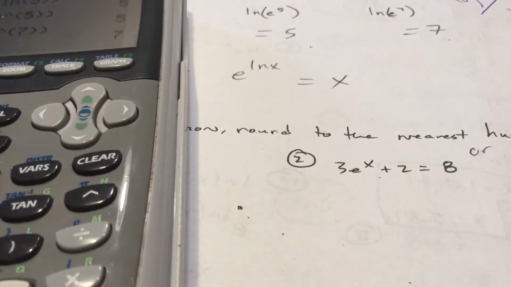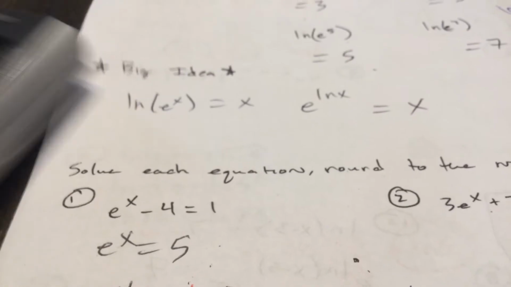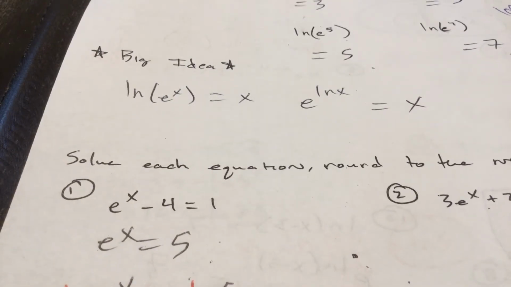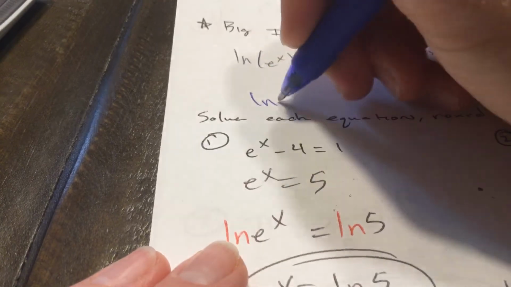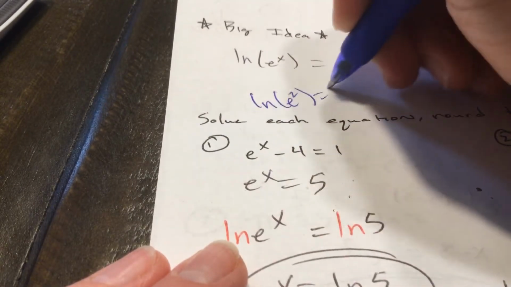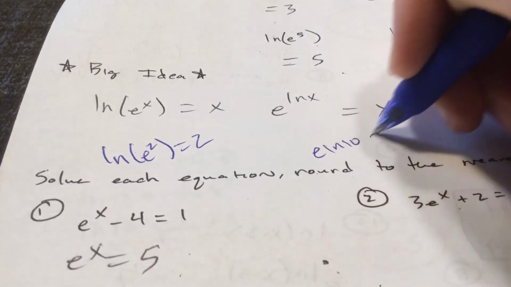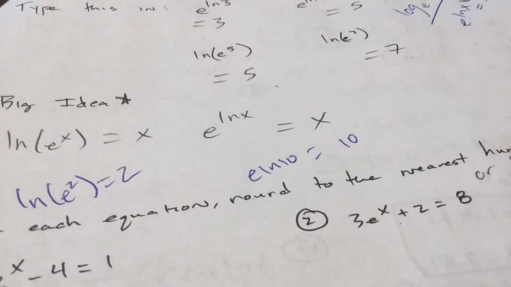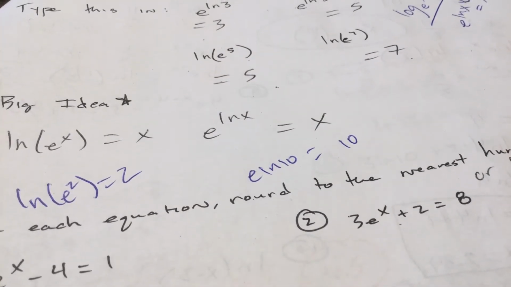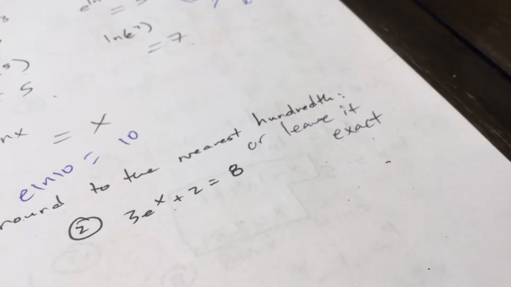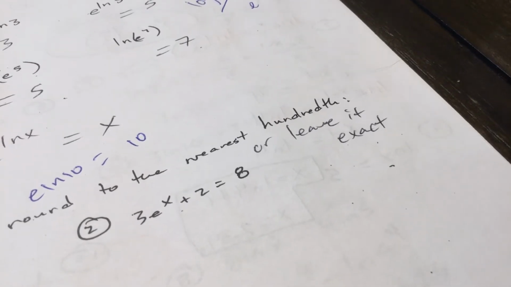So that's the first thing you want to write down, the big idea, both of them. Natural log of e to the x is x, and e to the natural log of x is also x. So natural log of e to the 2nd would be 2, and e to the natural log 10 would be 10. Remember, you can't have natural log of 0 or natural log of a negative. That's not a thing. So solve each equation, round to the nearest hundredth, or leave it exact. The exact answer is the best, especially if you're going to go into pre-calculus and calculus eventually.